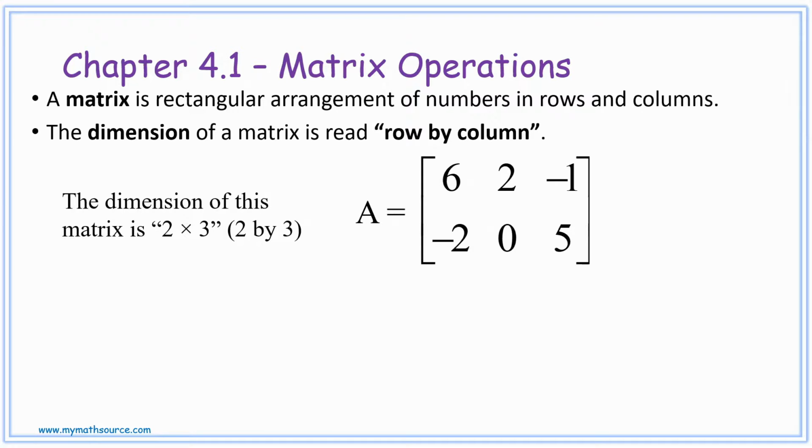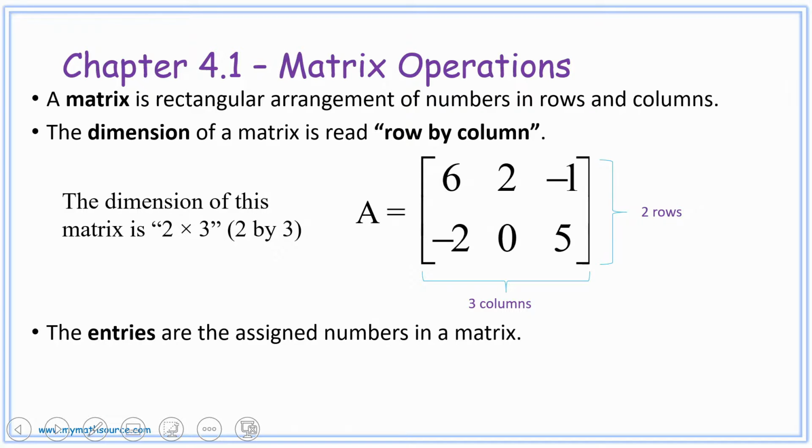That's how you read it, 2 by 3. And so the reason why it's a 2 by 3 is because of the whole statement of row by column. It has two rows. The first row is 6, 2, and negative 1, and the second row is negative 2, 0, 5, and then it has three columns. The first column is 6, negative 2, second column is 2, 0, and the third column is negative 1, 5.